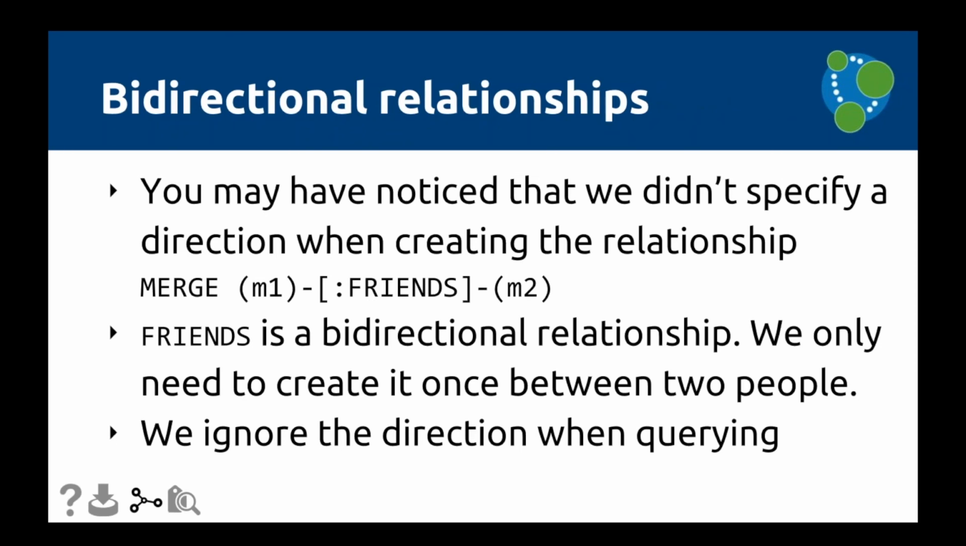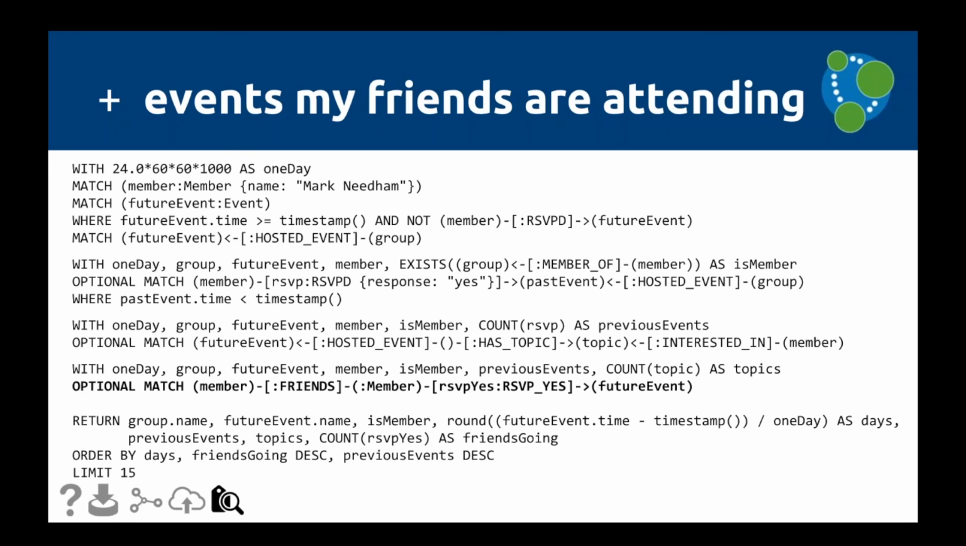So if I'm friends with Corey, then Corey is friends with me. Now Neo4j always stores relationships with a direction, but you can choose to ignore it when you write your queries. And the speed of searching for incoming relationships is the same as searching for outgoing. So there's no performance penalty from doing this type of thing.